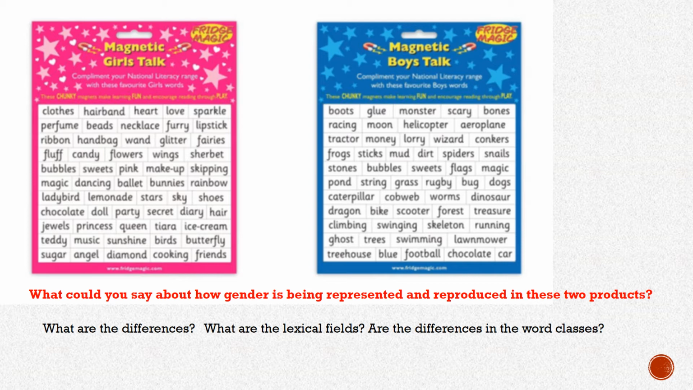How is gender being represented and reproduced in these 2 texts? What are the differences? What are the lexical fields being used? How are they very, very different? So pause the video now.